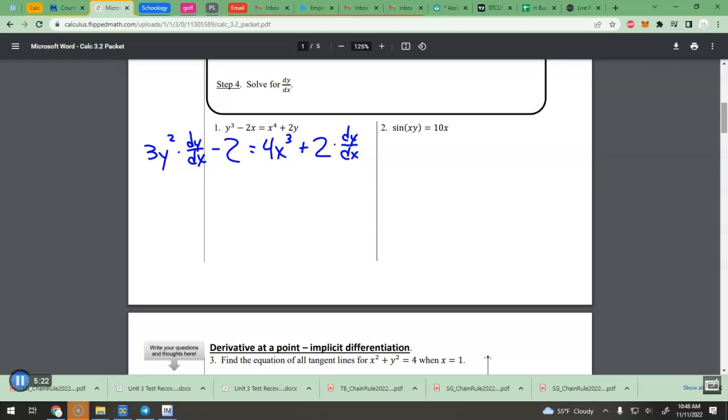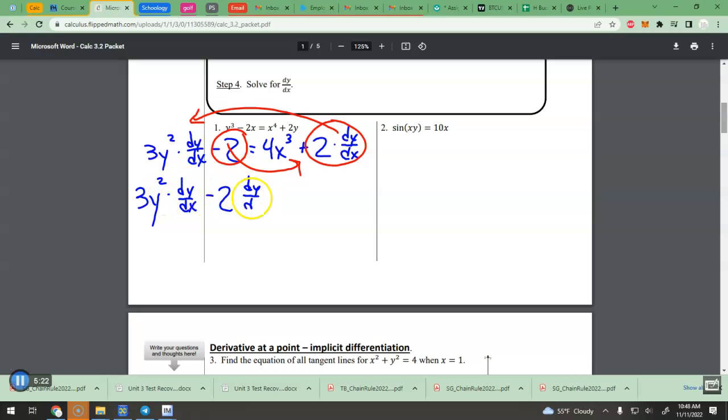If you have a y in it when you take the derivative, you include the dy/dx. If it doesn't, you don't. Now it's algebra. Question on that first step? So now I'm going to get all my dy/dx on the same side, so you can choose which side. But I'm going to bring those over here, that over there. So I'm going to have 3y squared times dy/dx minus 2 times dy/dx. When I bring this over, it's negative. And then 4x to the third plus 2.